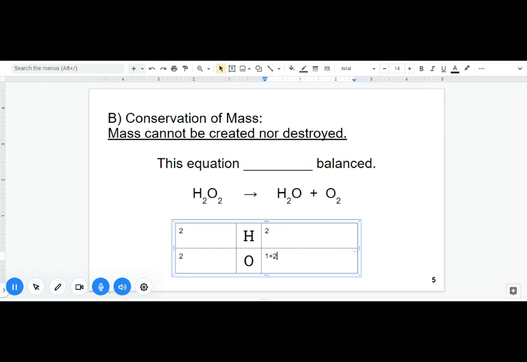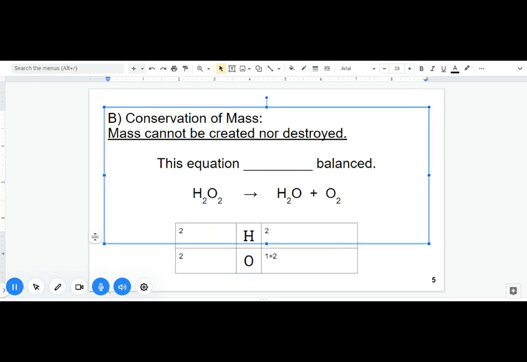So if we check, we have 2 hydrogens on the left and 2 hydrogens on the right, so that's balanced. We have 2 oxygens on the left, but 3 oxygens on the right. So this equation is not balanced and does not reflect the rule called conservation of mass.